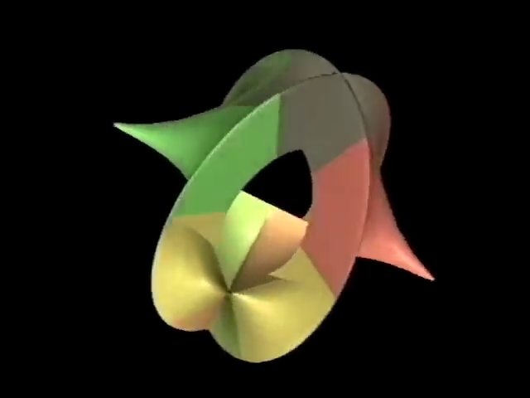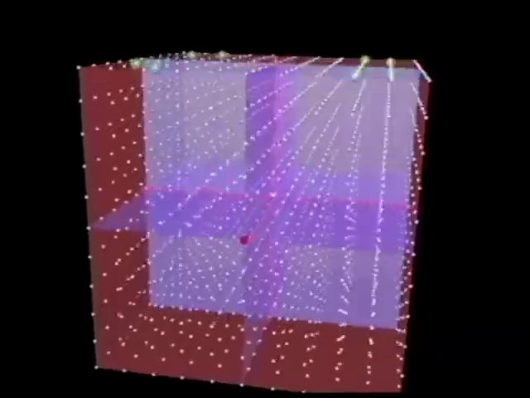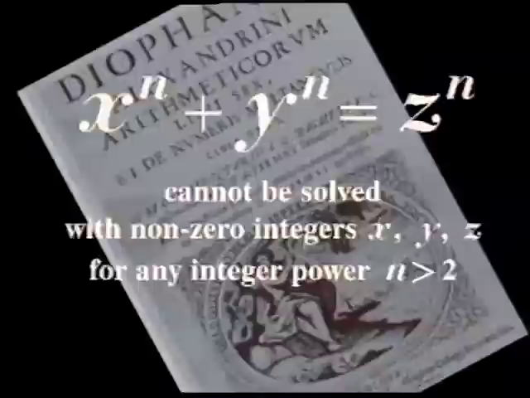In fact, wait, I think I see a way to prove the theorem. Yes, I can prove it, but the proof is a bit long. Now, if only I could explain it to you before I run out of videotape.